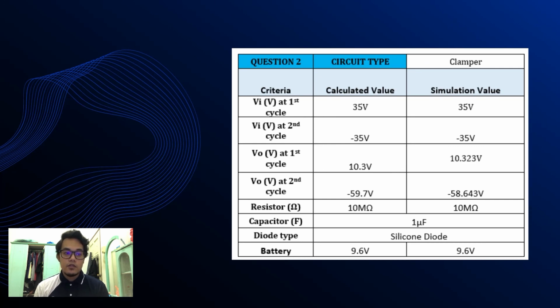For both theoretical and simulation clamper circuit, we use silicon diode, 10 mega ohm for resistor, 1 microfarad for capacitor, and 9.6 volt battery as our added element.